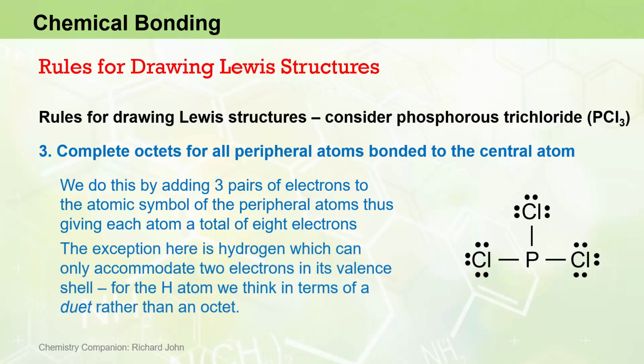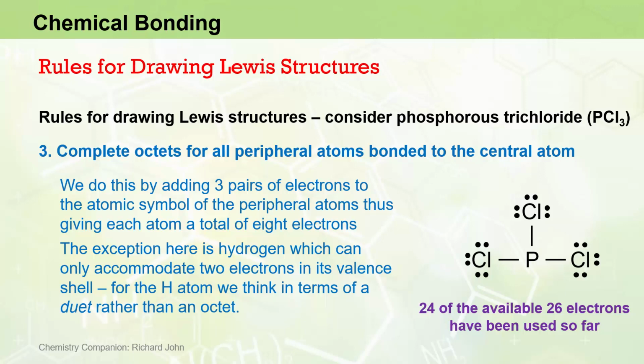The exception here is again hydrogen, which can only accommodate 2 electrons in its valence shell. So for peripheral hydrogen atoms, we think in terms of a duet of electrons rather than an octet. And so we do not add any extra electrons to a hydrogen atom, since the 2 bonding electrons represented by the straight lines in the structural formula are the maximum that hydrogen can accommodate. So at this point, 24 of the available 26 electrons have been used so far, which means we still have 2 electrons left over.